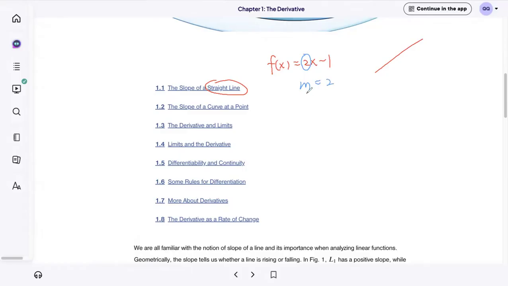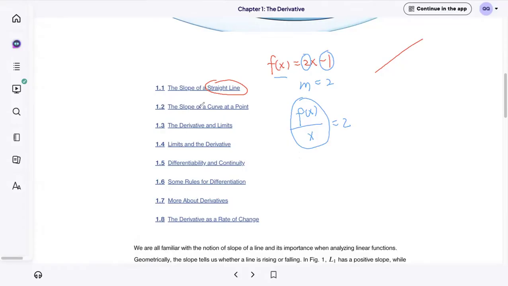So what does the slope measure? The slope measures the rate of change of f of x with x. So how fast does f of x change when x changes? So rate of change. So if we ignore the constant and divide by x on both sides, we see f of x divided by x equals 2. So it's a ratio, it's a rate of change, right?